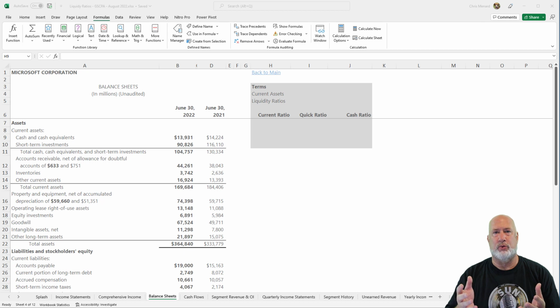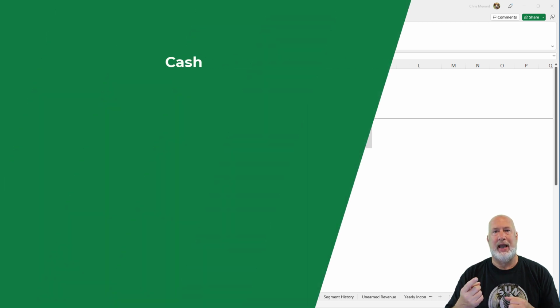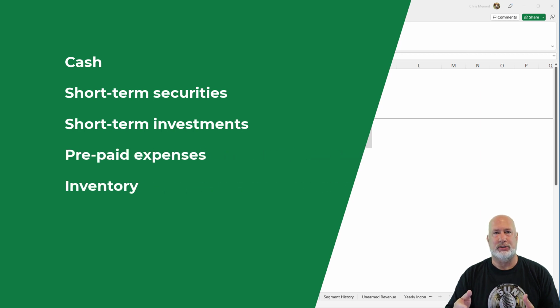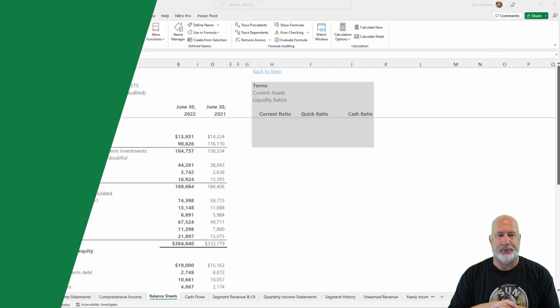So in case you're wondering what in the world is a liquidity ratio, it simply tells you a company's ability to pay off its short-term obligations, usually due within the next year, with its current assets. Current assets are cash, short-term marketable securities, short-term investments, prepaid expenses, inventory, accounts receivable. It is items that you expect to either be cash or converted to cash within the next 1 year. That is a current asset.